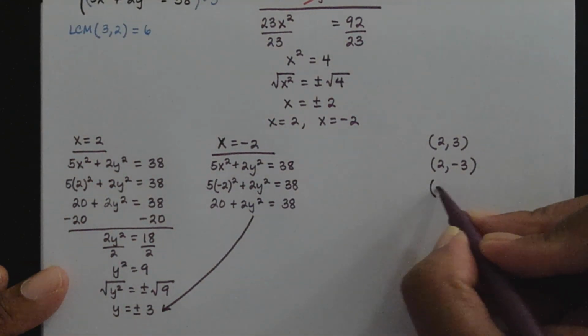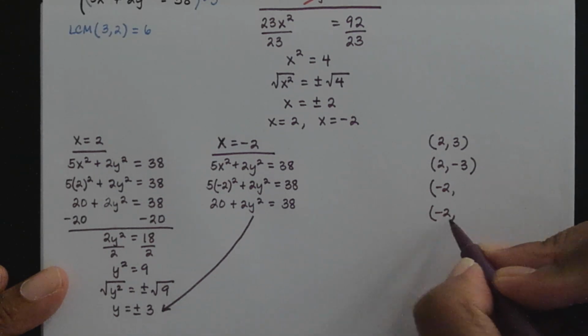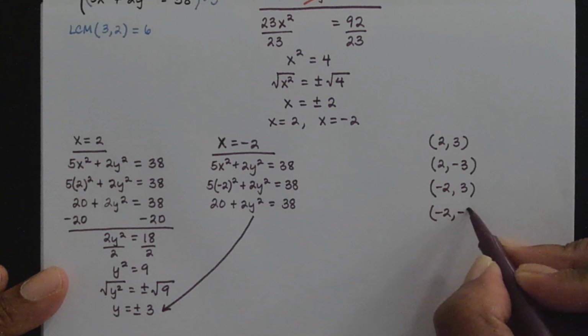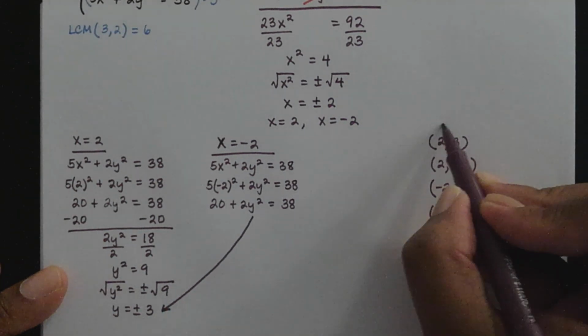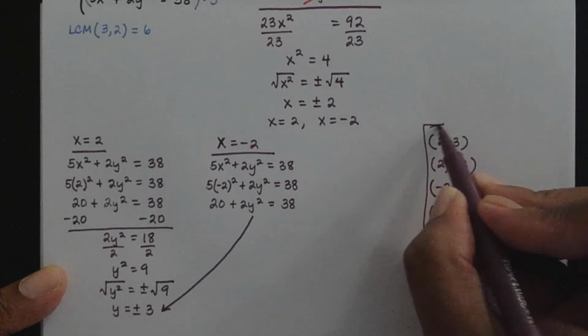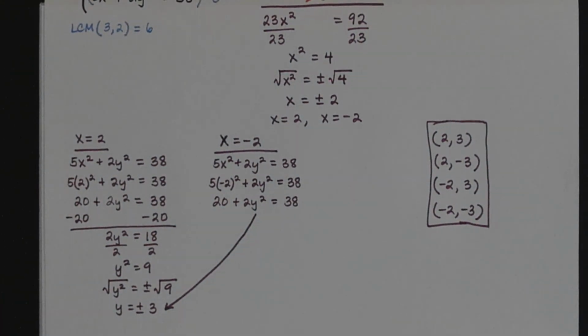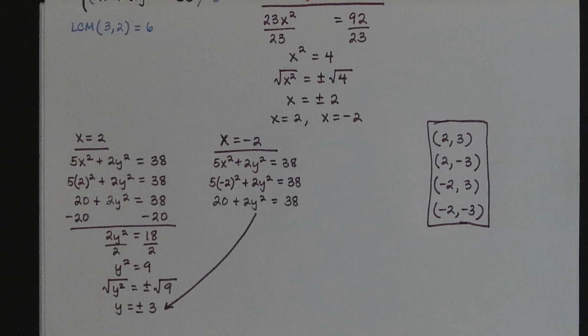So for x equal negative 2, one y value will be 3, and the other y value will be negative 3. So these are the 4 ordered pairs that will satisfy that nonlinear system of equations: 2, 3; 2, negative 3; negative 2, 3; and negative 2, negative 3. Are there any questions about problem number 29?